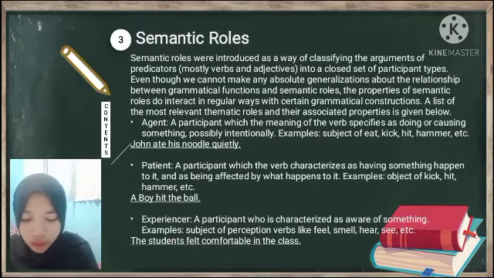The example sentence is John ate his noodle quietly.